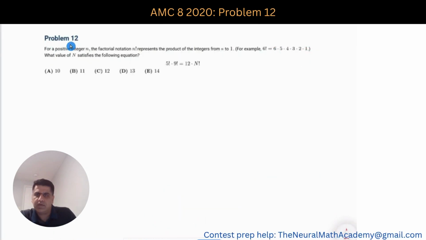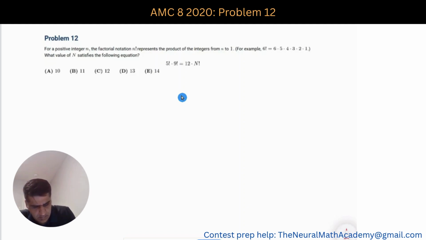Moving to problem 12, where we are given a positive integer n, the factorial notation represents the product of the integers from n to 1, and an example is given here. What value of n satisfies the following equation? So this is what we have to answer.